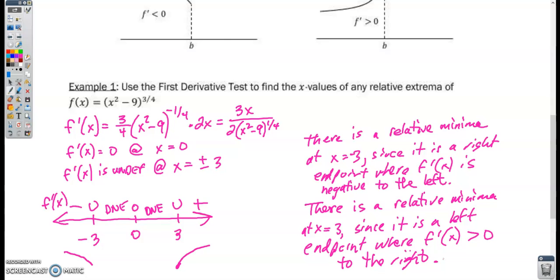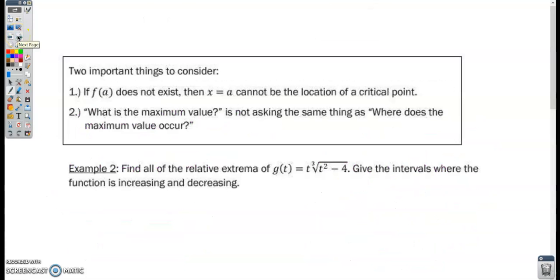All right, let's continue on to the next page. And we see here two important things for us to consider. Important thing number 1: if the function doesn't exist, then x equals a cannot be the location of a critical point. We saw that in the last example where the function didn't exist at x equals 0. And so even though the derivative was equal to 0 there, there was no critical point because there is no point on the function. Therefore, there can't be a critical point there.